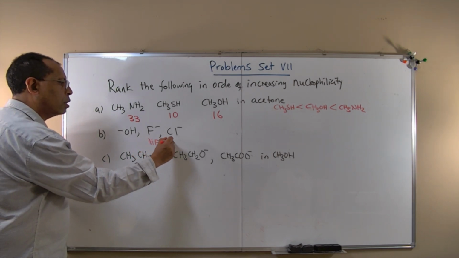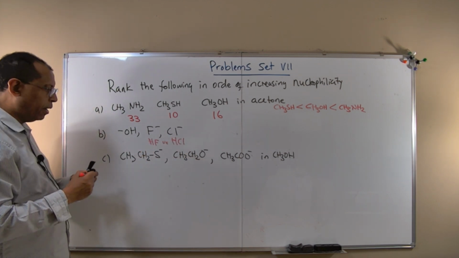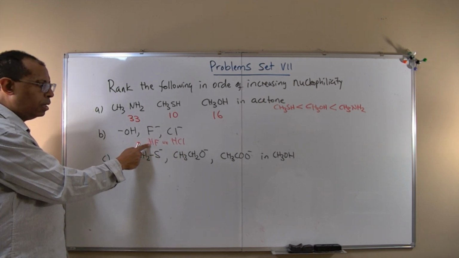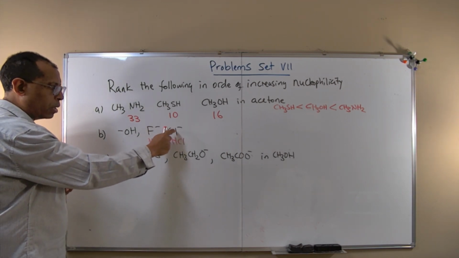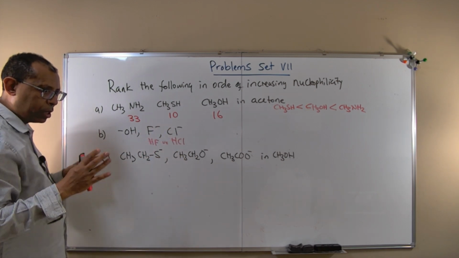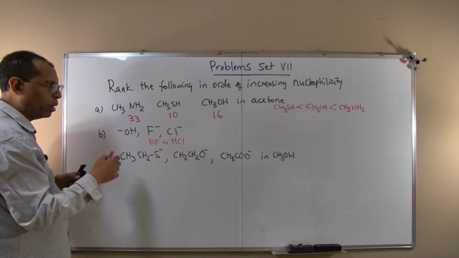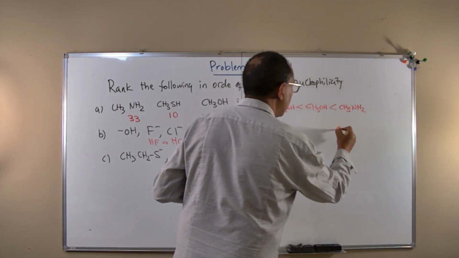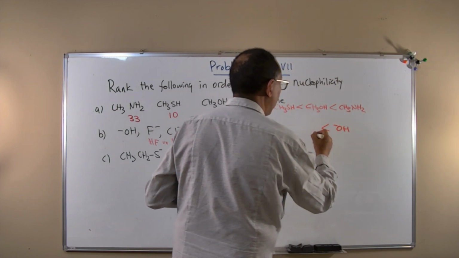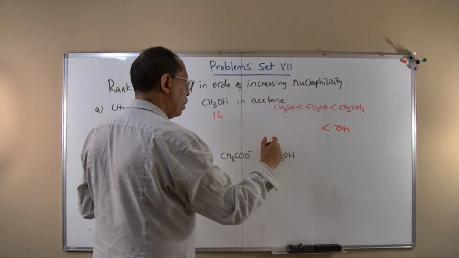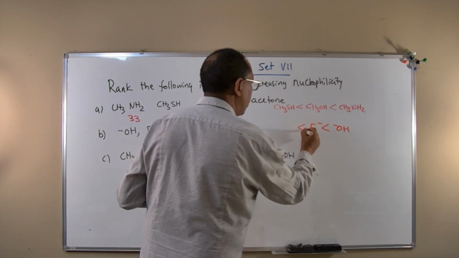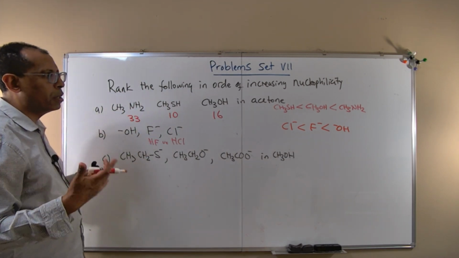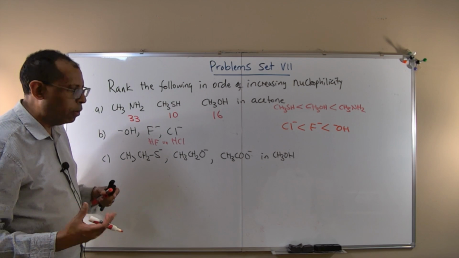versus HCl, you'll find that HCl is a stronger acid than HF. That means the conjugate base is weaker. Therefore, chloride is weaker as a nucleophile than fluoride. So the rank would be, the highest would be OH minus, followed by fluoride, followed by Cl. So chloride anion is actually a better leaving group than a nucleophile.